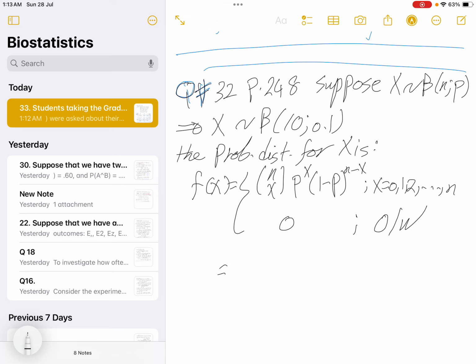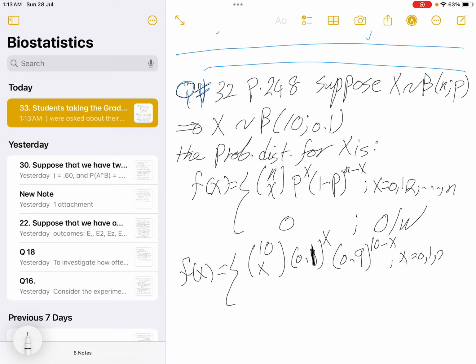Then here, replace n, you will have 10 over x, 0.1 to the power x, 0.9 since 1 minus 0.1 is 0.9, to the power 10 minus x, where x equals 0, 1, 2, up to 10, 0 otherwise.